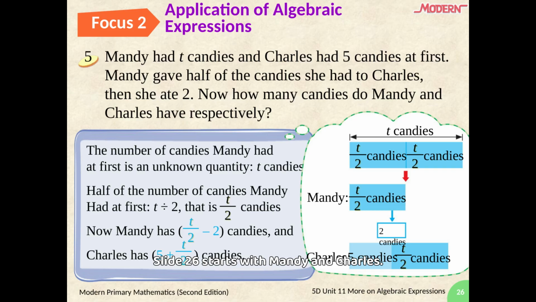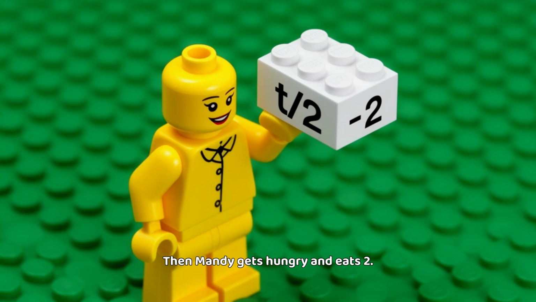Slide 26 starts with Mandy and Charles. Mandy has t candies. The way of thinking here is to handle the sharing first. She gives half away. Hint, always write half as t over 2. It's the most solid brick in your algebra foundation. Then Mandy gets hungry and eats 2. Eats is our subtraction keyword, so t over 2 minus 2. Pro tip, don't subtract before you divide. Sharing happens first, then the snack. Mandy, you're a candy math legend.